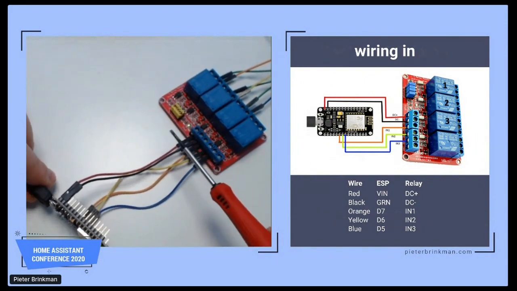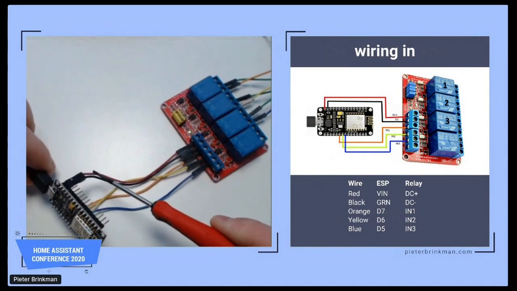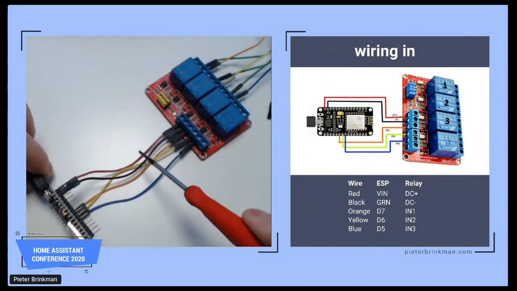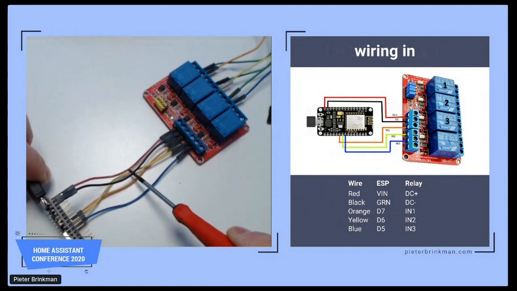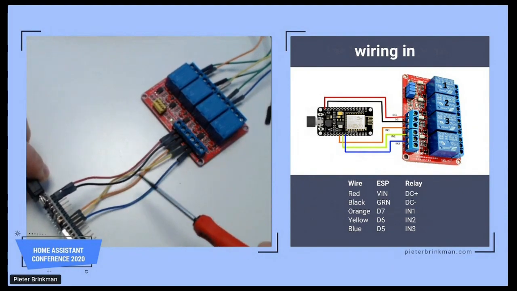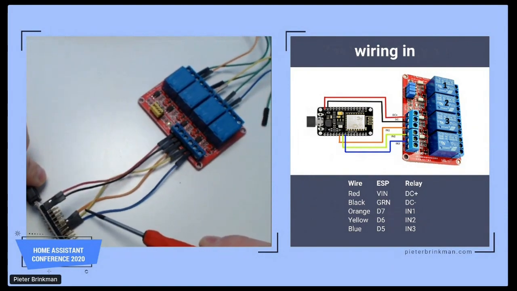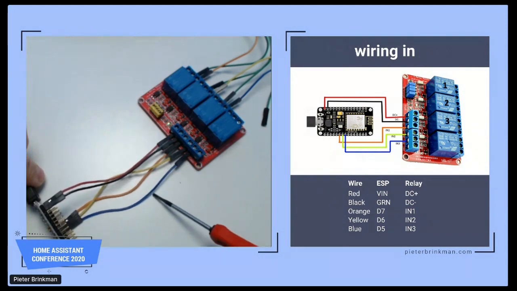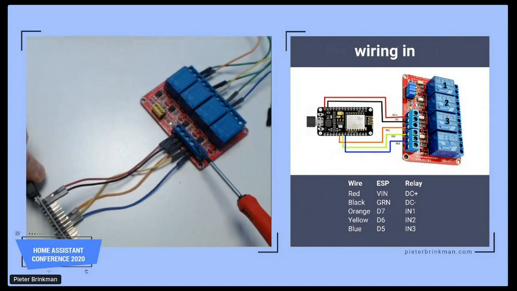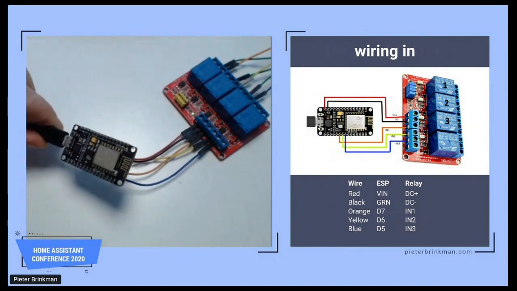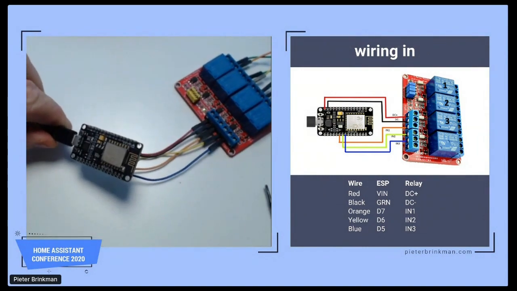So the top one is the power. We draw 5 volts directly from the board. The black one is the ground. So we connect it back on. And then here we got orange D7 going to IN1, D6 yellow going to IN2, and then blue D5 going to IN3. And here we go. And then we got it all wired up. That's it. No soldering, no nothing.